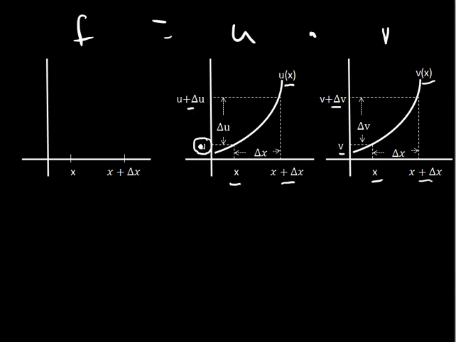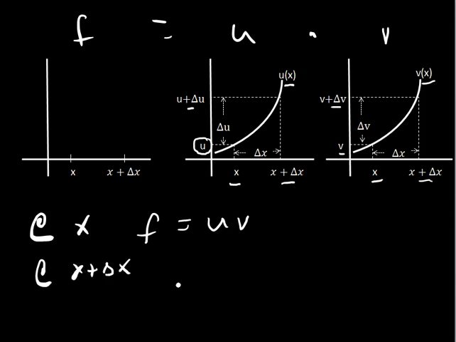To find f at these two points, at x, f equals u times v, which is rather intuitive. At x plus delta x, it's really the same sort of thing: the value of f is the multiplication of u plus delta u and v plus delta v. So u plus delta u times v plus delta v.